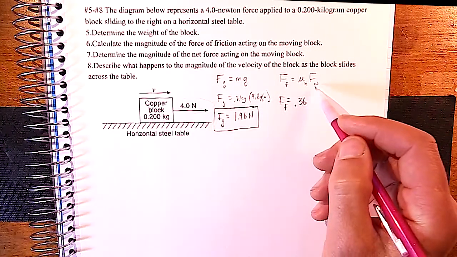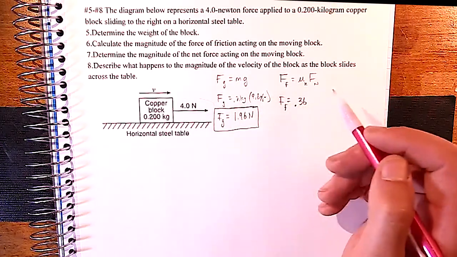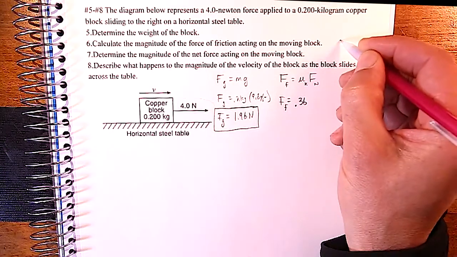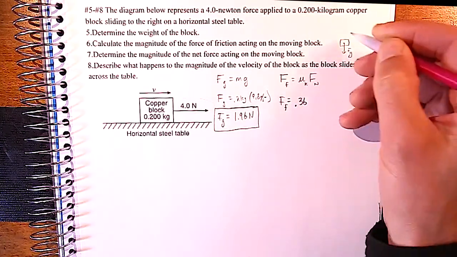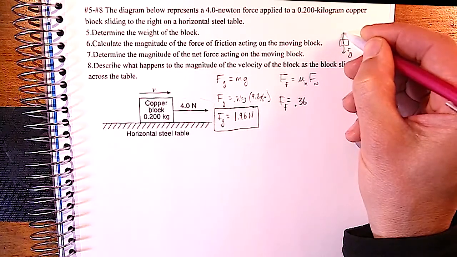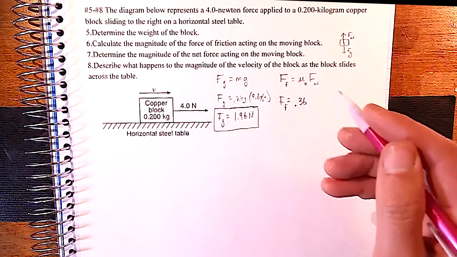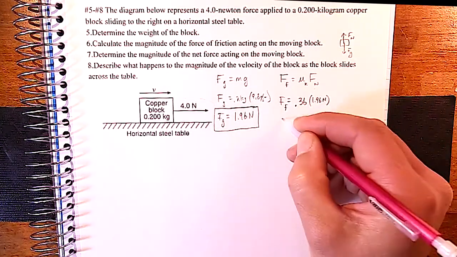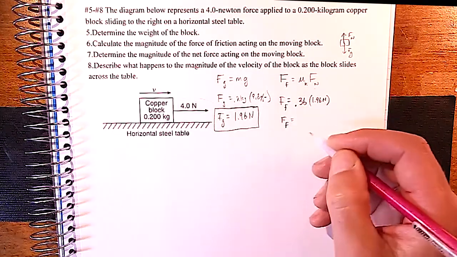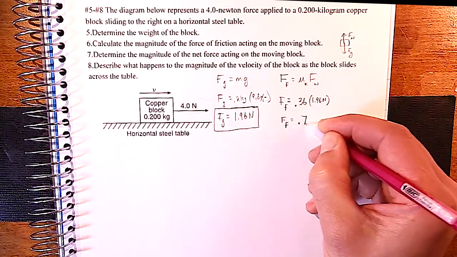Now, here's the tricky bit. The box weighs 0.2 kilograms. So that's its weight down. But there's no other forces besides the floor pushing up. So Fg is equal to the force normal. So our force normal here is the 1.96 newtons. So do the math, and that gives you 0.7 newtons.